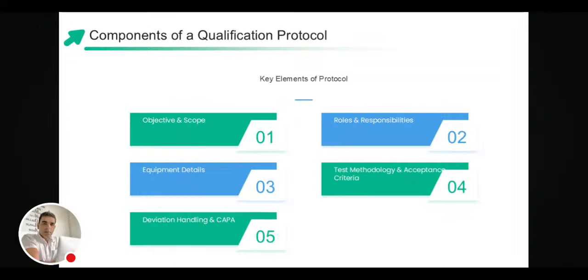Deviation handling and CAPA, corrective and preventive actions, defines the process for managing any deviations from the protocol and implementing measures to correct and prevent future occurrences. A common pitfall in protocol preparation is setting unclear or vague acceptance criteria.